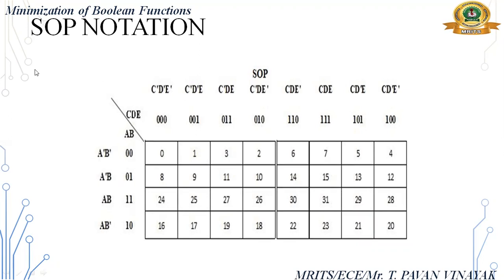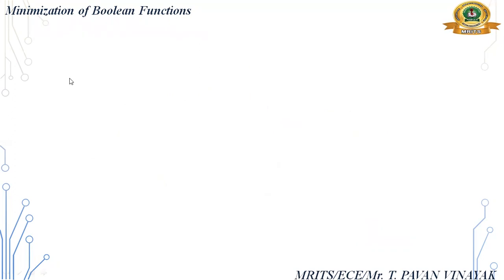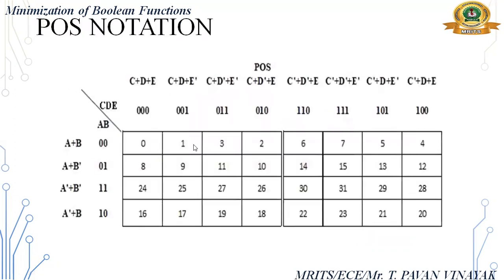Okay, if sigma is given, use this table. If POS is given, use this table. Write sum terms here. 000 means write a sum term. Max term, you have to indicate max term.